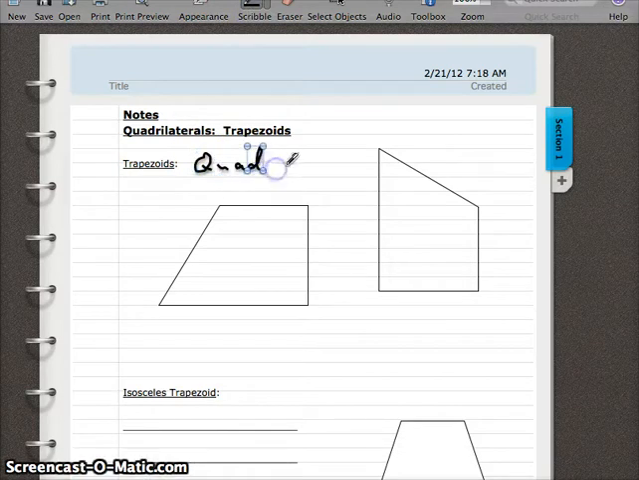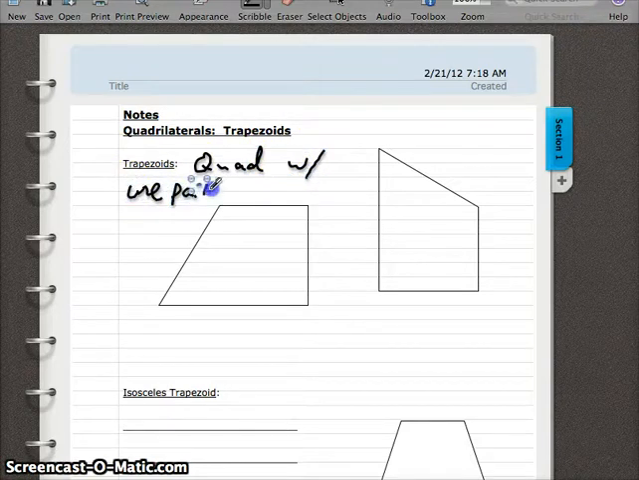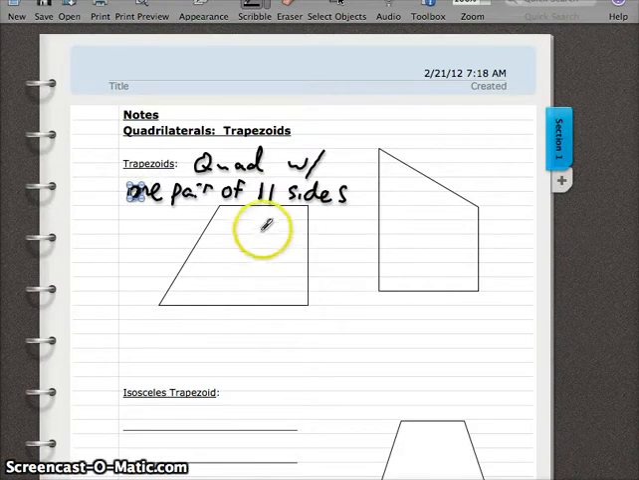A trapezoid is basically a quadrilateral, right? It's a four-sided shape, but it only has one pair of parallel sides. That's our symbol for parallel. So it's a quadrilateral, a four-sided shape with only one pair of parallel sides, and those parallel sides are specifically called something. So if we look at this first shape, this one and this one, those two sides are parallel, right?